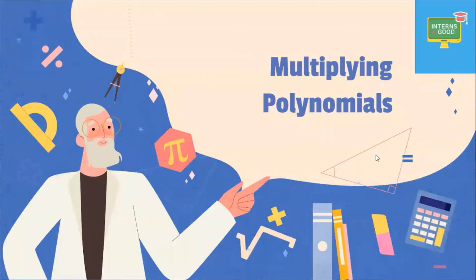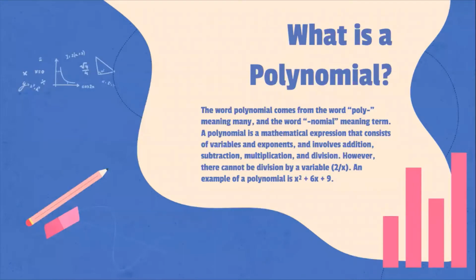Today we're going to learn about multiplying polynomials. So first of all, what is a polynomial? A polynomial is a mathematical expression that consists of variables, exponents, and it involves addition, subtraction, multiplication, and division. An example of a polynomial is x squared plus 6x plus 9.